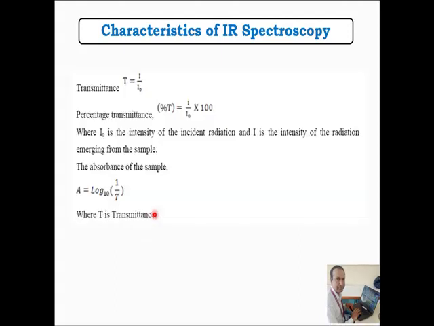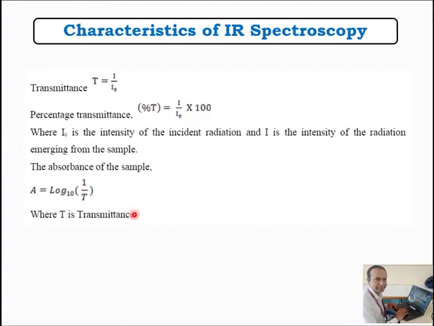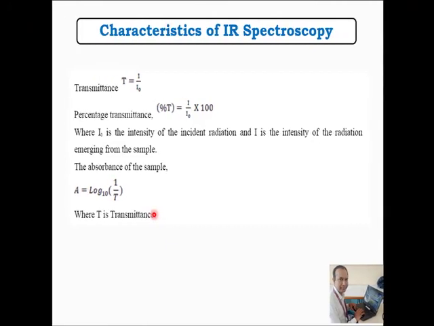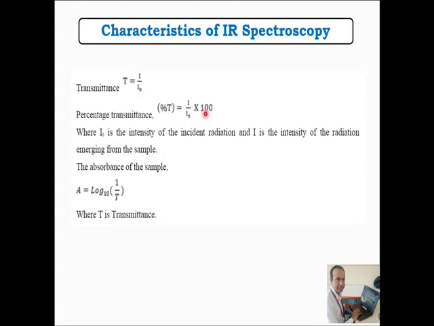Now let's have a look at the transmittance. Transmittance is the ratio of the intensity of the radiation emerging from the sample and the intensity of the incident IR radiation. Absorbance and transmittance are related by the equation A equals log of 1 by T to the base 10, where A is the absorbance and T is the transmittance. As the absorbance increases, transmittance decreases and vice versa.